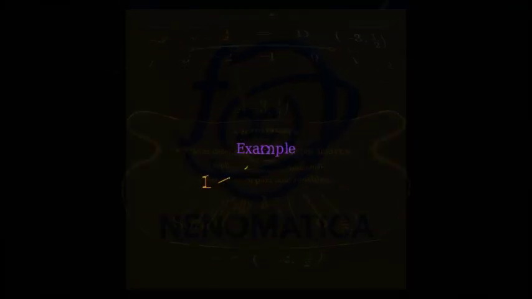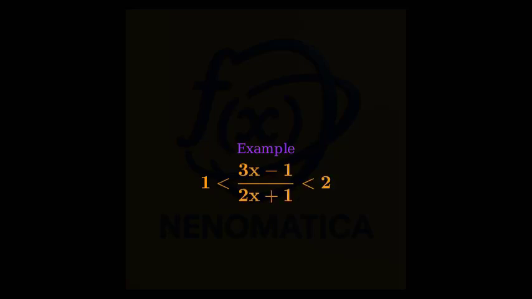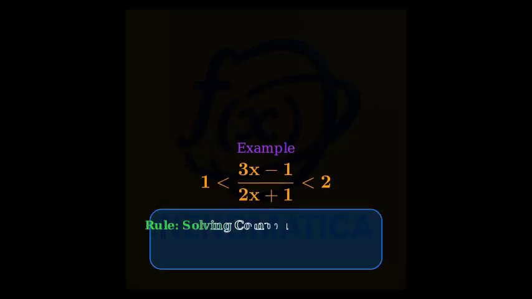We will solve the compound inequality 1 is less than the fraction (3x - 1)/(2x + 1), which is less than 2, strictly following a case split algorithm. First, we display the example and the problem in bold orange. Before step 1, recall the rule for multiplying a compound inequality. If the multiplier is positive, the directions stay the same. If negative, all signs reverse.